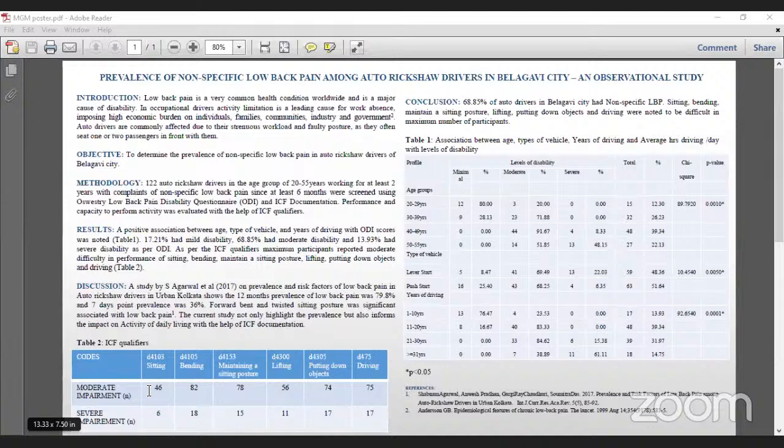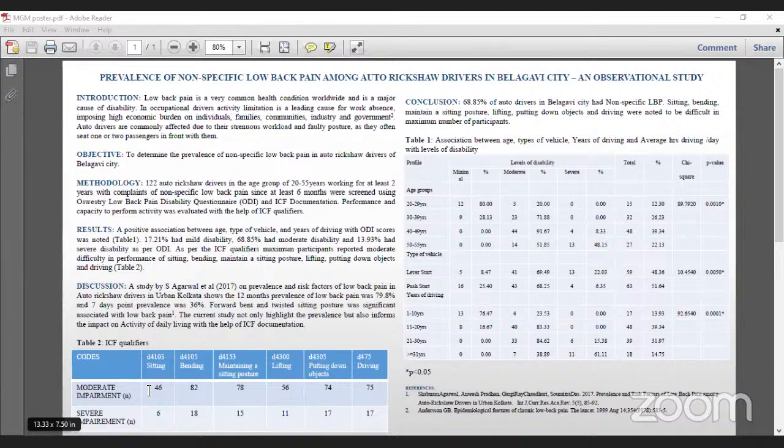Discussion, a study by S. Agarwal et al. on prevalence and risk factors for low back pain in auto rickshaw drivers in urban Kolkata shows that 12-month prevalence of low back pain was 79.8% and 7 days point prevalence was 36%.